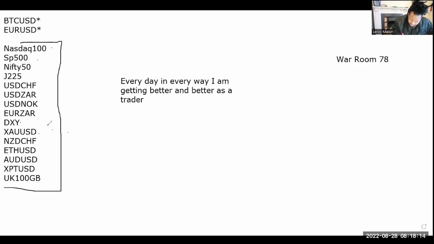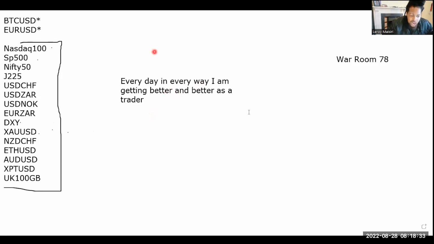So I'm going to show you this kind of stuff before we start, all right? And we're going to go through all these assets together, and then we're going to call it a day, all right? So every day, one more time, our trader's affirmation. Every day and every way, I'm getting better and better as a trader.